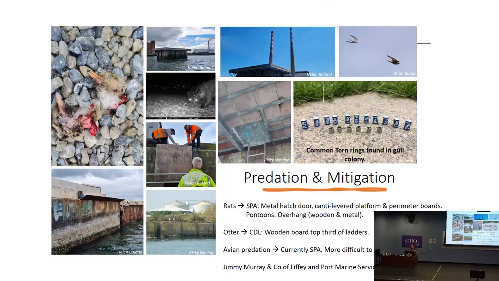On the pontoons, overhangs are put onto the perimeters, and these are either metal or wooden, and again it just stops rats from being able to climb onto the pontoons. And baffles are also put onto the mooring chains. So in the Great South Wall pontoon, for instance, they're using traffic cones as baffles. They seem to be working quite well.